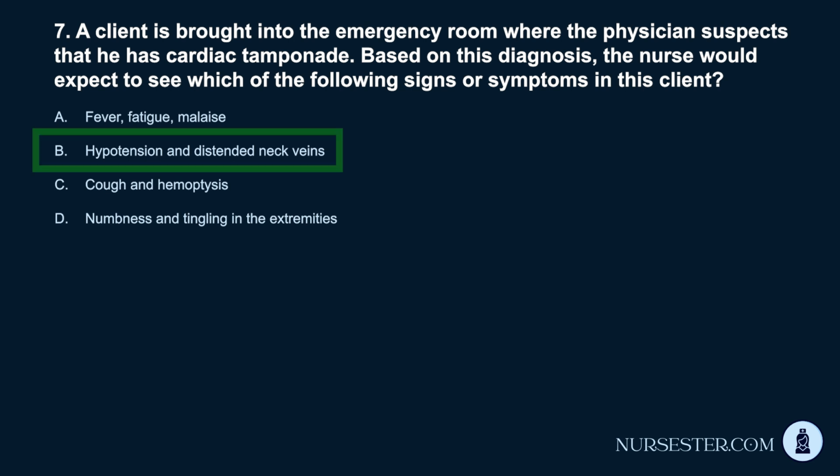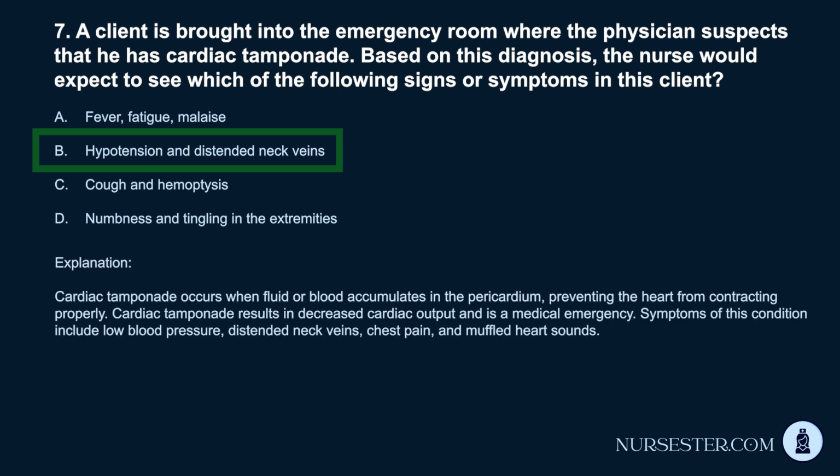Correct answer: B. Hypotension and distended neck veins. Cardiac tamponade occurs when fluid or blood accumulates in the pericardium, preventing the heart from contracting properly. Cardiac tamponade results in decreased cardiac output and is a medical emergency. Symptoms of this condition include low blood pressure, distended neck veins, chest pain, and muffled heart sounds.